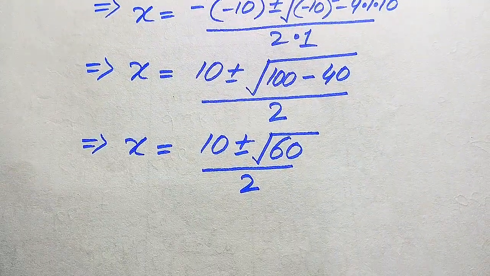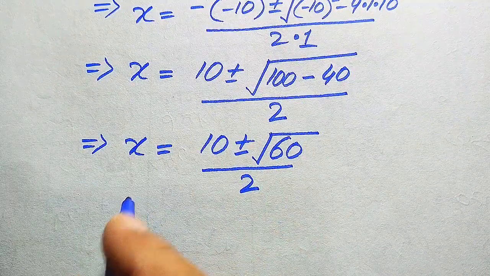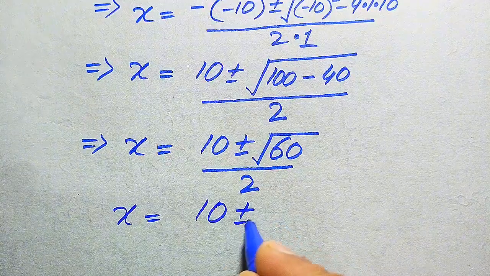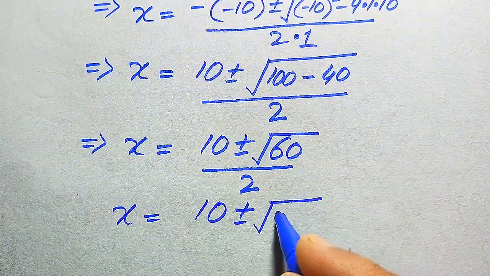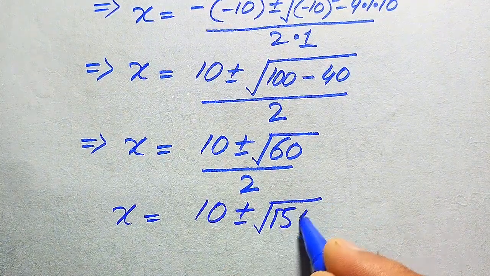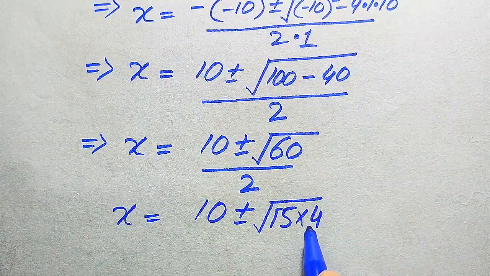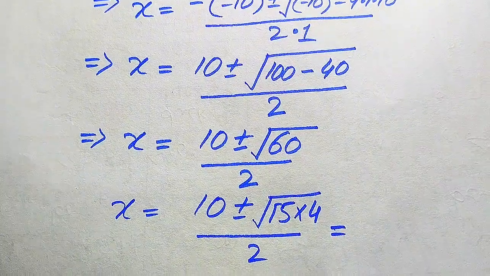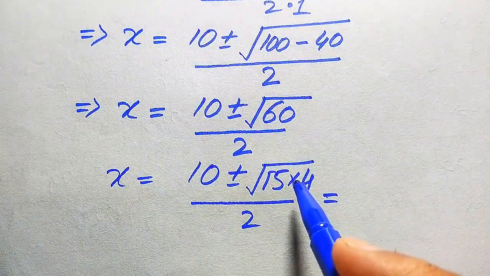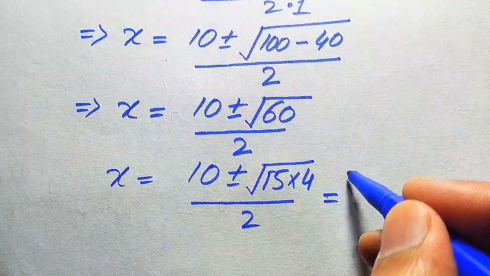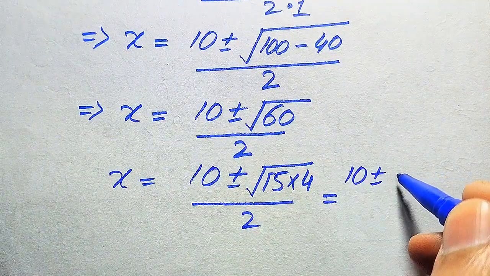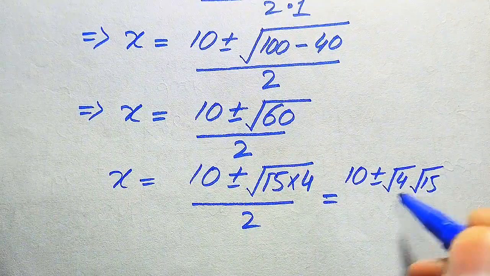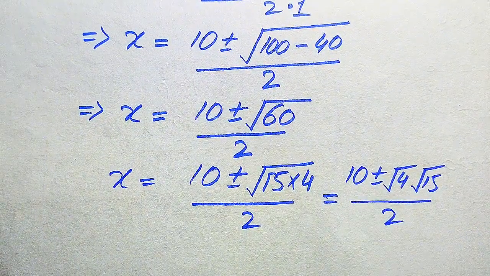So here we rewrite this equation as x equals 10 plus minus, we write this square root of 60 as 15 times 4. We know that 15 multiplied by 4 becomes 60, and it is divided by 2. So here we need to break this square root sign separately on both of these values, and it will be written as 10 plus minus, here we write square root of 4 into square root of 15, and it is divided by 2.